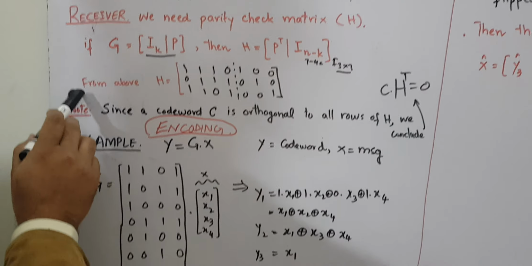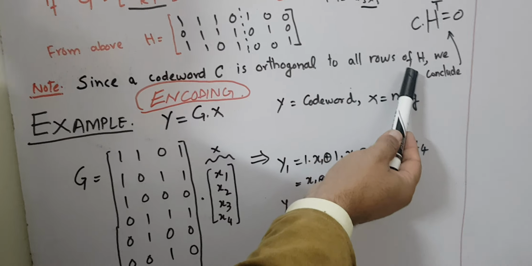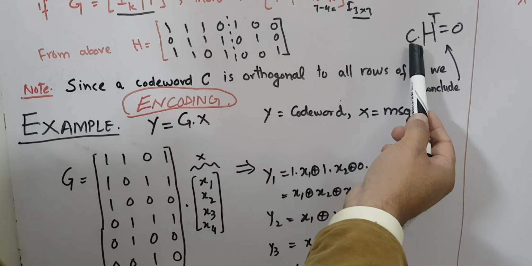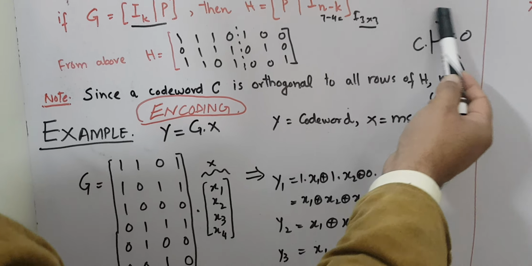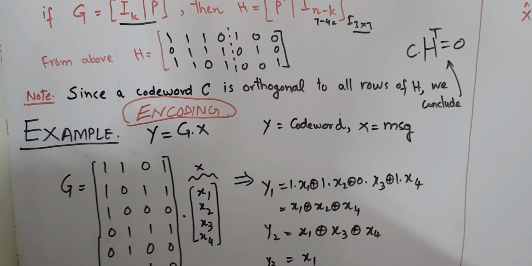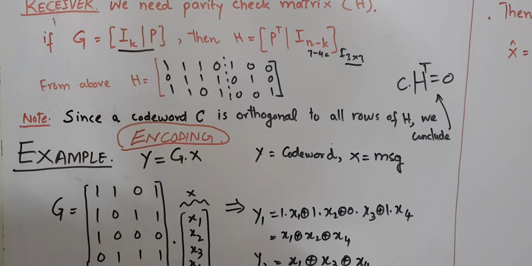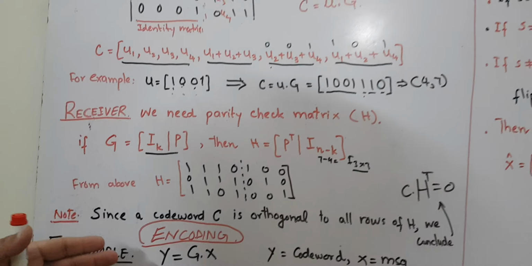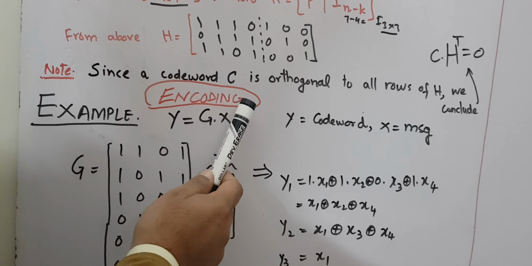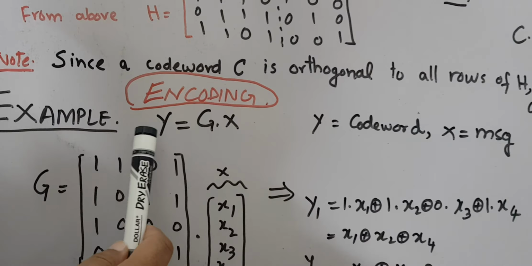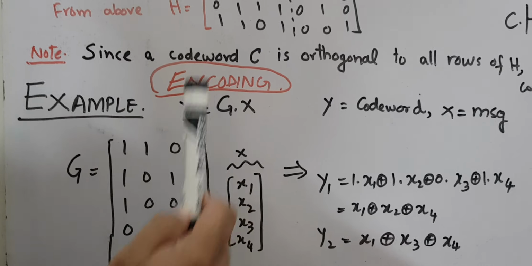You need to keep this in mind: since a code word C is orthogonal to all rows of H, we can conclude that if you multiply the code word with the transpose of H, the parity check matrix, then the answer should be 0. If the answer is 0, then you can easily say that this is the exact code word. We are going to perform this method using an example. On the encoding side, or you can say on the transmitter side, you need a code word. So code word is equal to generator matrix multiplied by the message bits.